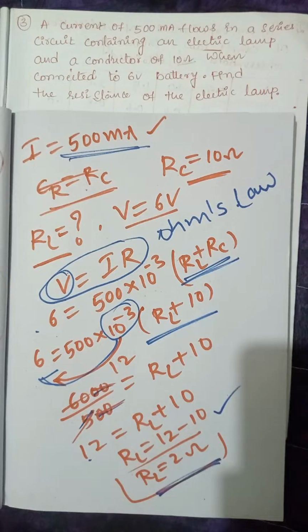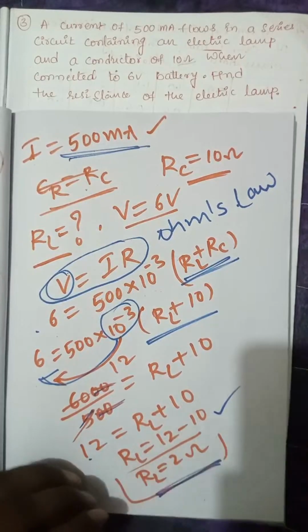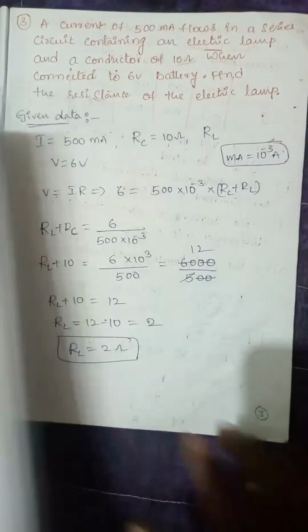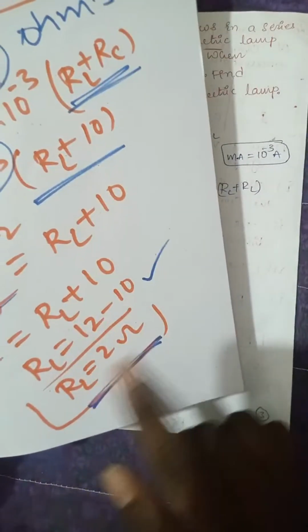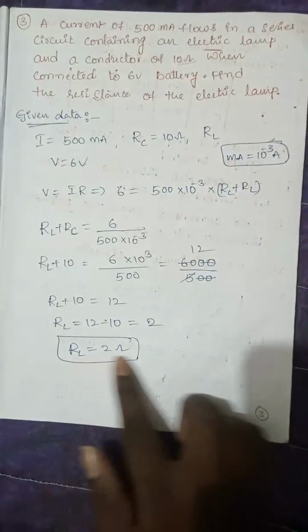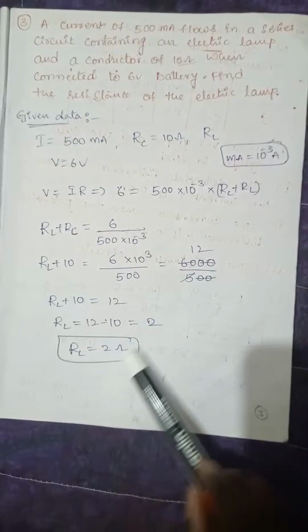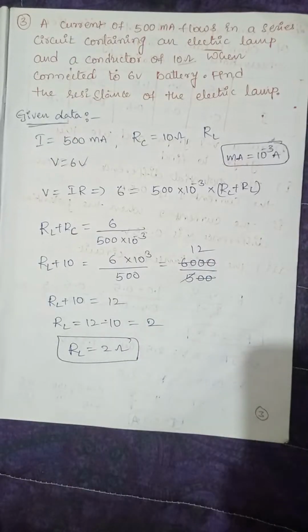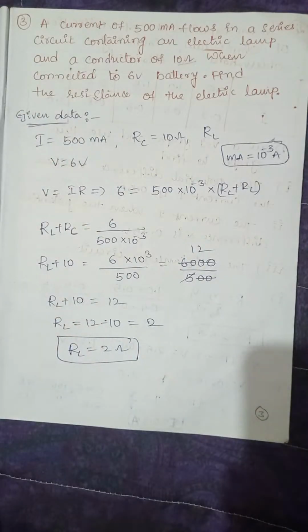Because I will tell you one thing: now you have time, and this is the starting of the year. If you work problems at the start of the year, you can see our answer here is how much? 2 ohm, right? After solving everything, here also the answer is 2 ohm. Check once, we did the same process.